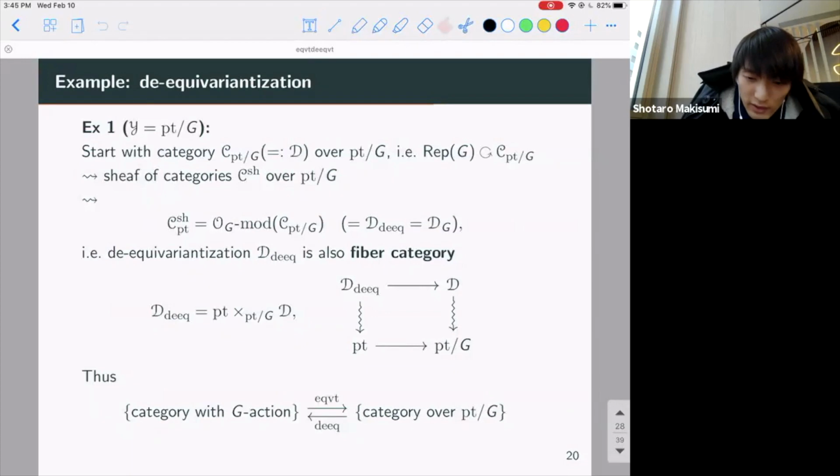So this tells you that this de-equivariantization construction you can interpret also as a fiber category. I'm starting with some category with an action of Rep G, and then to produce this pullback, I form this construction. Okay, so this is a bit more involved than what we had for finite groups. But in this way, we again have some correspondence between categories with a G action and categories over the stack point mod G.